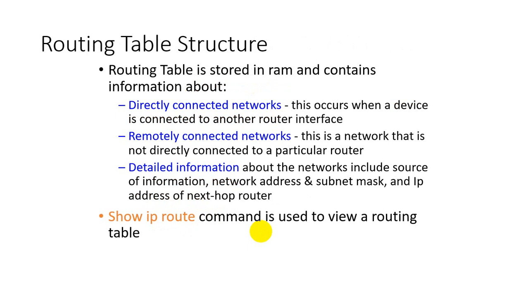The routing table is stored in RAM and contains information about directly connected networks. This occurs when a device is connected to another router interface. Remotely connected networks are networks that are not directly connected to a particular router. Detailed information about the networks includes the source of information, network addresses, subnet masks, and the IP address of the next hop router. The show ip route command is used to view a routing table. We will further look at what they look like.